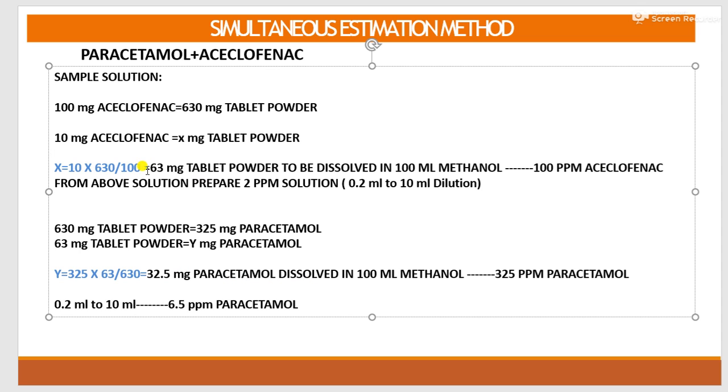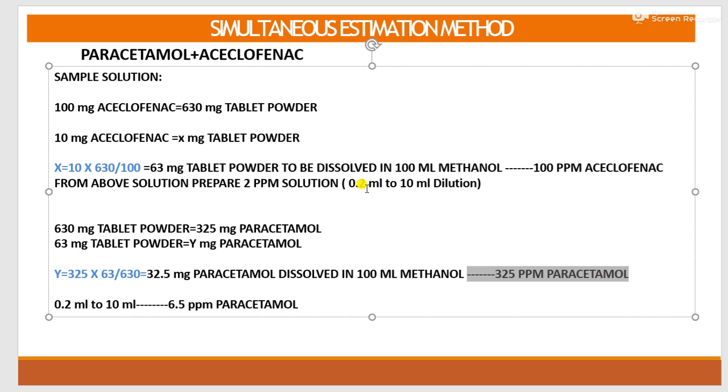So when we were taking 63 milligram of tablet powder and dissolving it in 100 ml of methanol, actually we were also dissolving at that time 32.5 milligram of paracetamol in 100 ml. So that comes to 325 ppm of paracetamol. So in this 100 ppm aceclofenac solution, 325 ppm of paracetamol was there.